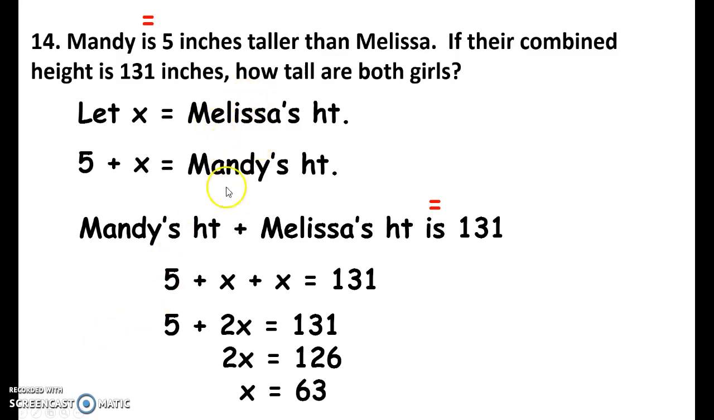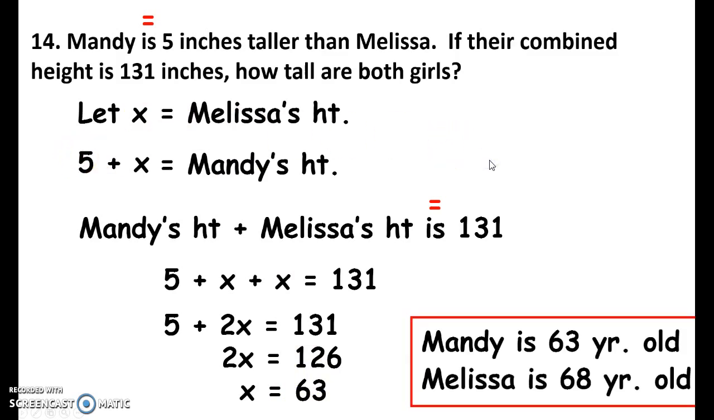So now Melissa's height is 163 what? Was it feet? Was it meters? Was it centimeters? Oh yeah, it was inches. And they want to know how tall are both girls. So Melissa is going to be 63 inches. Add 5 to that and you get 68 inches for Mandy.